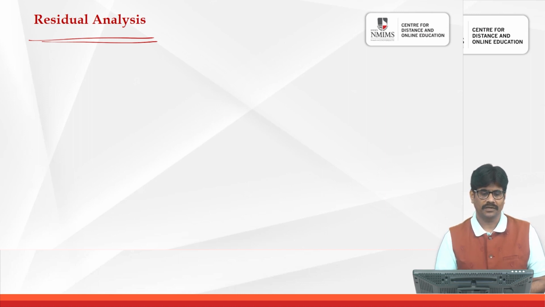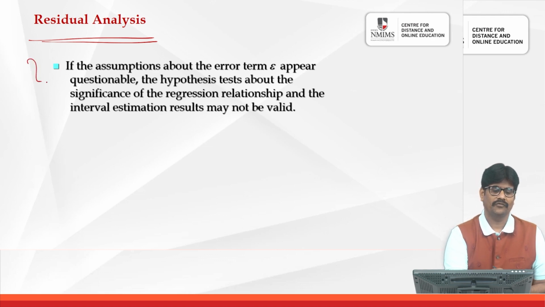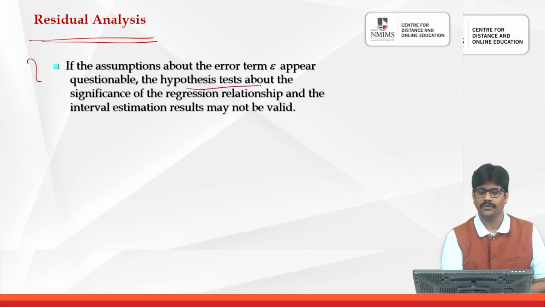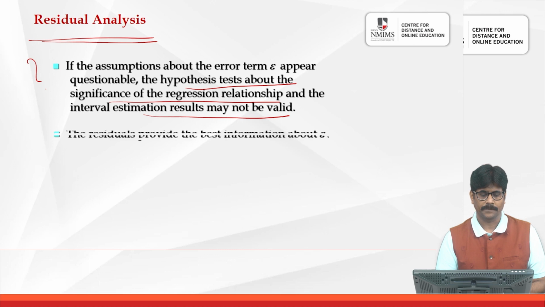Before proceeding further, let us try to understand what a residual is, and then in the next slide I will tell you the difference between residual and error. Then we will go for the validation technique. If the assumptions about the error term appear questionable, that is, if the errors are not independent, normally distributed with mean 0 and constant variance, if any of these is violated, then the hypothesis test about the significance of the regression relationship and the interval estimation may not be valid. So, in essence, it cannot be used for further prediction.